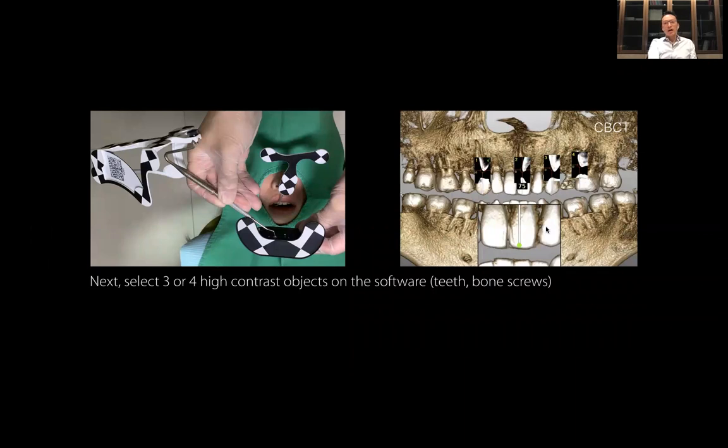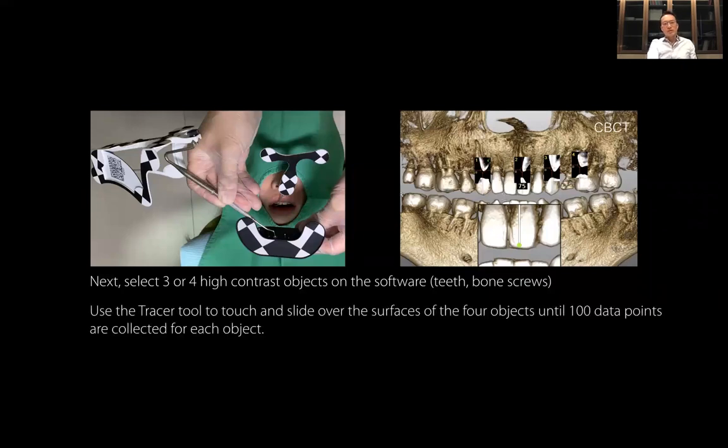The next step is, on the software, we need to select 3 to 4 high contrast objects. I prefer to select 4, because with more objects the system will be more accurate, but you need at least 3. With a partially edentulous patient, the high contrast objects will be the teeth, so I will select 4 teeth around the arch I'm working on. For an edentulous patient, as we will see later, we will need to put in some bone screws for this step. Now we use this tracer tool to touch and slide over the surfaces of these 4 teeth, until 100 data points are collected for each tooth.